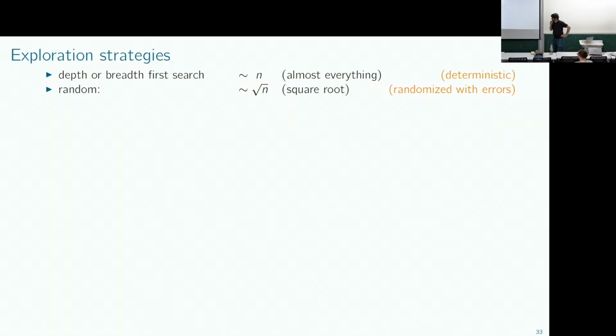And how do we do that? Well, we kind of randomly sample. Does anybody know why we get square root here? It's maybe a difficult question.